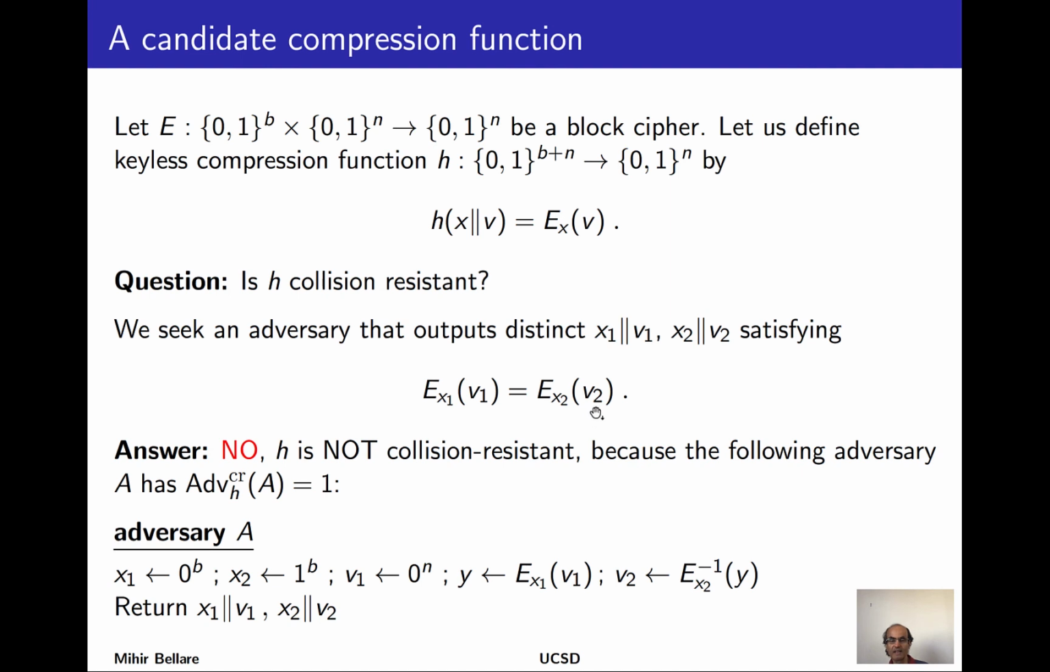How can we do that? Well, look at this equation and apply E sub x2 inverse to both sides. So we compute this as y over here, and then we run E sub x2 inverse on that y, and we get this value v2 over here. We exploit here that E is a block cipher, and so hence you can compute the inverse easily, in this case, because the key x2 is something we know. And then we return the collision.